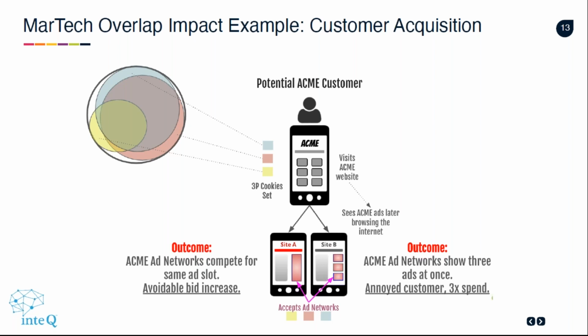Site B is a different example, where again they're accepting ads from all three networks. All three networks collected data on me as an ACME visitor, and ACME is now trying to reach me as a customer. Now there's three ad slots on the page. So site B serves not just one ad to me, but serves a unique ad from each network in three different ad slots. So now as a customer, I'm being bombarded with ACME ads, and ACME is paying for three impressions to me, the same person, when they're trying to just reach me in individual time.